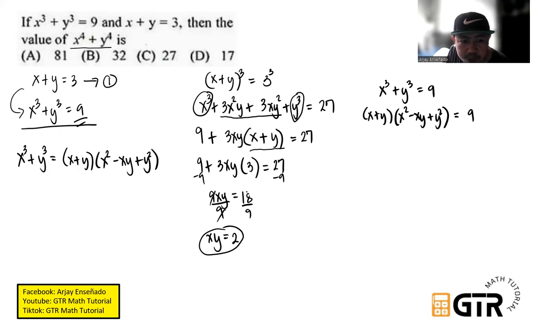And now substitute the values that we have. We have the value for xy. We have the value for x plus y.